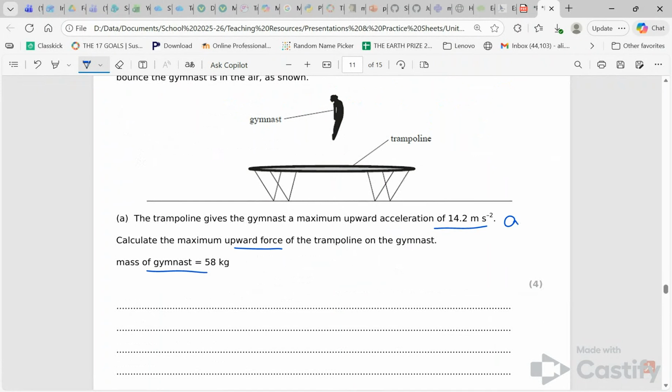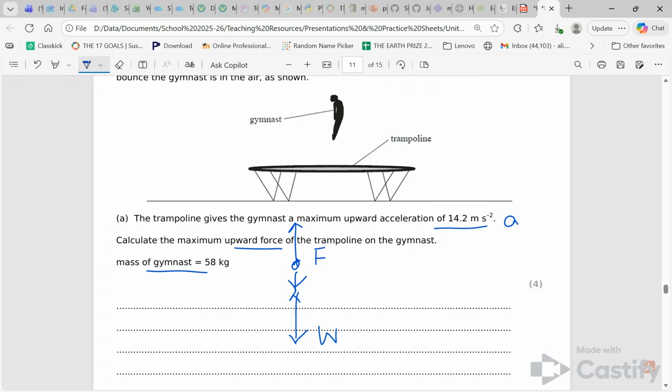Okay, so if I just try to quickly draw a free body force diagram for this gymnast, we know that the forces acting on the gymnast will be, number 1, the downward weight, which always acts and doesn't change, and there has to be an upward force of the trampoline on the gymnast. I'll just label it as F. We are required to find this upward force of the trampoline on the gymnast.